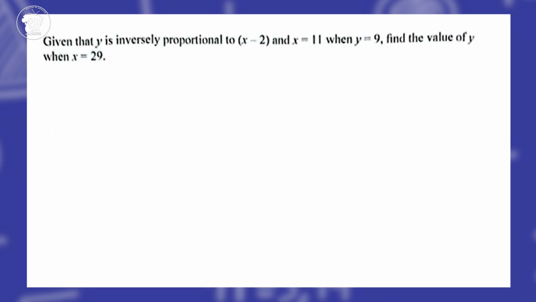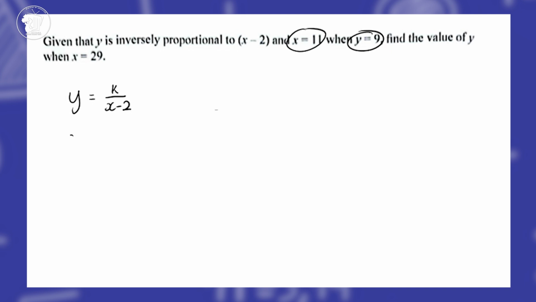The next question says, given that y is inversely proportional to x minus 2, and x is equal to 11 when y is equal to 9, find the value of y when x is equal to 29. Inversely proportional would be y equals k divided by x minus 2. This is what inversely proportional looks like. If it was directly proportional, it would be y is equal to k multiplied by x minus 2, but it's inverse. When x is equal to 11, y is equal to 9. This will help us to find the value for k.